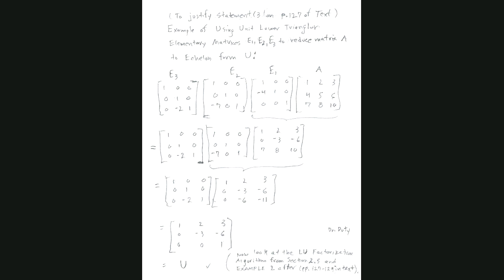This is to justify the statement. When math is a little bit abstract to me, I try to justify it using an example. So here's a matrix A: 1, 2, 3, 4, 5, 6, 7, 8, 10. I didn't use 9, I used 10. And I'm pre-multiplying the matrix A by 3 unit lower elementary matrices, E1, E2, and E3. Let me let you copy this down first, and then we'll continue.